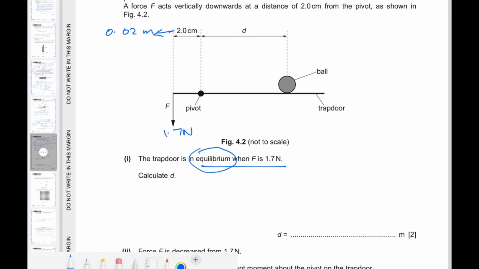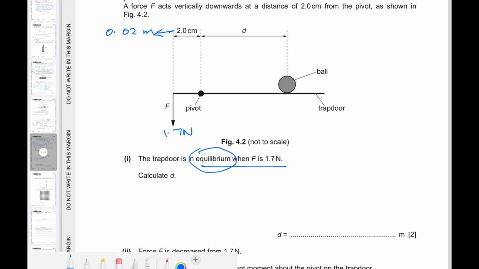Since we are dealing with equilibrium, it will help to recall the conditions of equilibrium. The two conditions that must be met are: number one, the sum of upward forces acting on an object must be equal to the sum of the downward forces. And also the sum of clockwise moments must be equal to the sum of anti-clockwise moments.